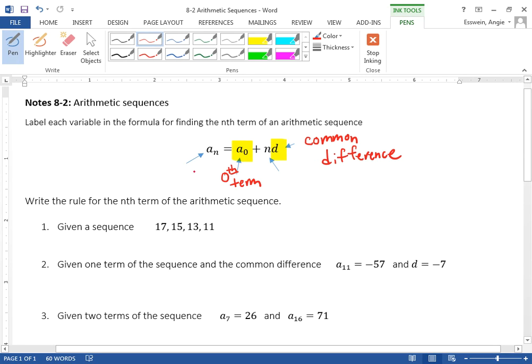If you know those two things, you plug them in and there's your formula. You leave a sub n as it is, and that stands for the nth term. And that's why this is the formula for the nth term. And then you leave this n, and that's the term number. So this is the formula for finding the nth term of an arithmetic sequence. The formula or the rule, same thing. Write a rule, write a formula.